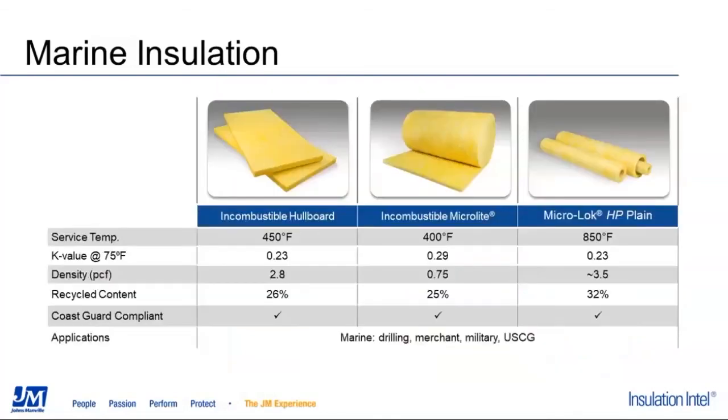Here's a look at the differences between these products. The primary physical difference between incombustible whole board and incombustible microlite is that one is a board product, whole board, and one is a blanket product, the incombustible microlite. So that means different densities and thermal performance. I won't go into too much detail on Microlock HP Plain since we already reviewed it in the fiberglass pipe insulation section. And again, all three products here are Coast Guard or USCG certified for incombustibility requirements. And again, all of these products can be used on drilling rig platforms as well as merchant and military ships.